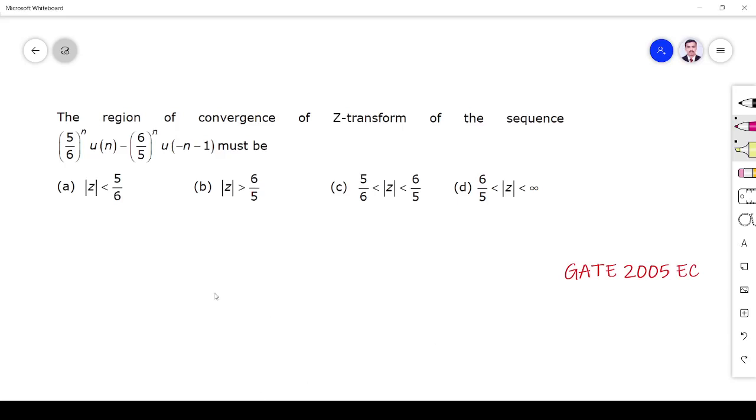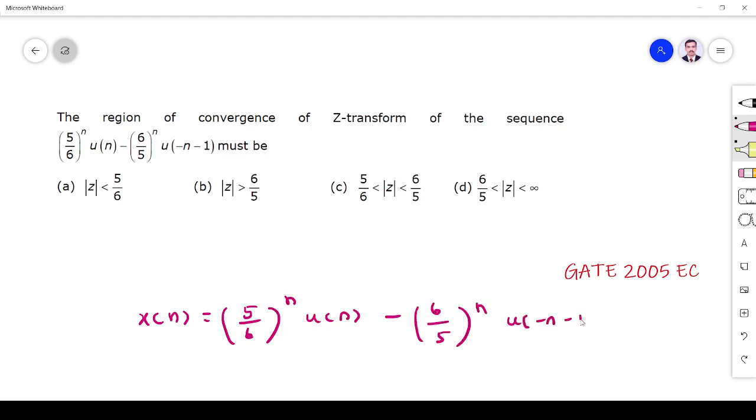Hi friends, in this video let us solve a signals and systems question asked in GATE 2005 easy paper. The question is: the region of convergence (ROC) of the Z-transform of the sequence x of n is equal to (5/6)^n u(n) minus (6/5)^n u(-n-1). So we have to find the ROC.